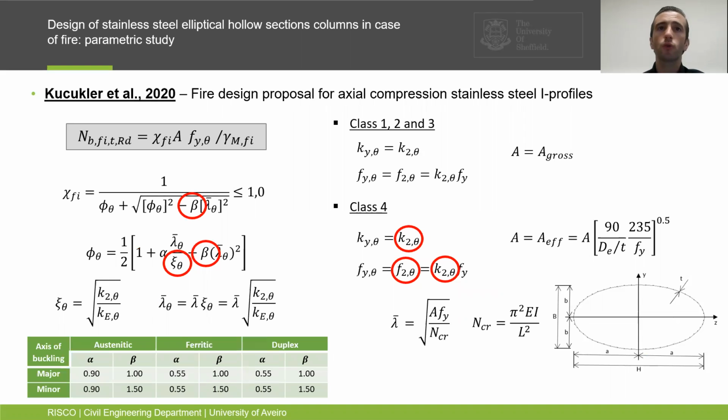Also, considering Kucukler et al. proposal, the same procedure is performed changing these parameters. Also, it considers the use of the stress corresponding to 2% of total strain as the steel yield strength, and also forecasts for cross sections at elevated temperatures, as it is done for the remaining sections. And the accuracy of the application of this proposal for stainless steel sections was also tested in this work.